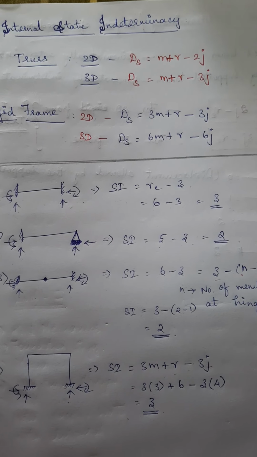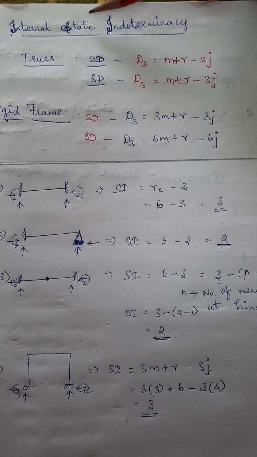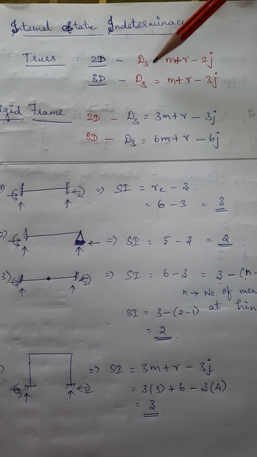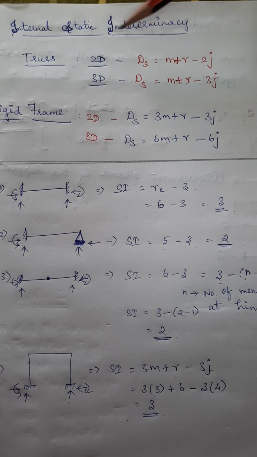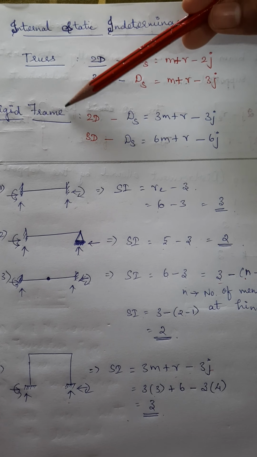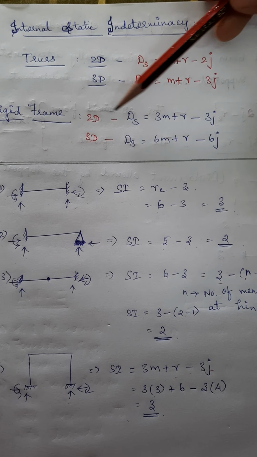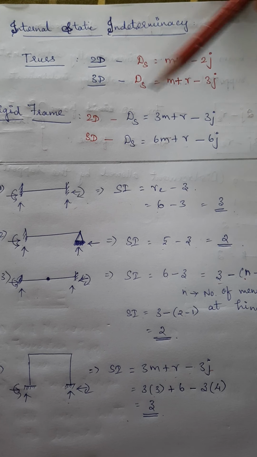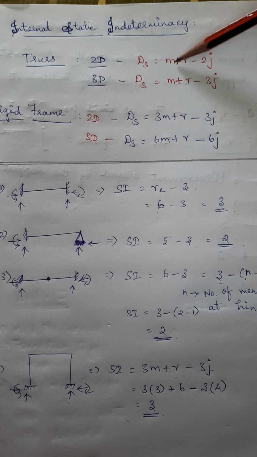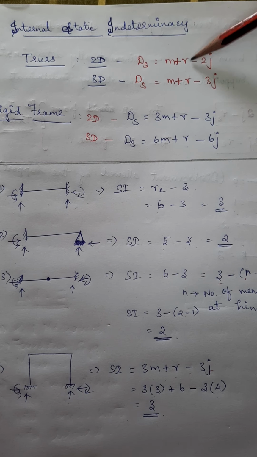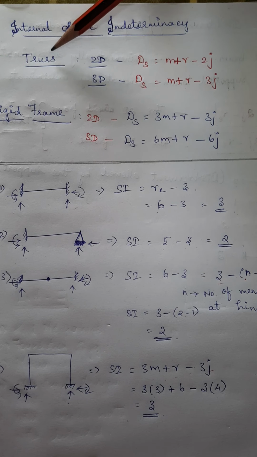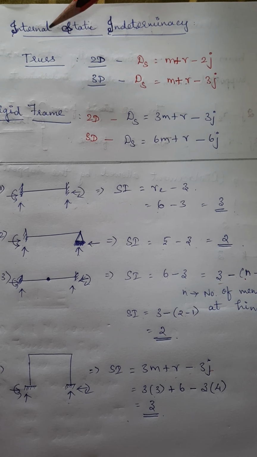Next is internal static indeterminacy. The formula to find internal static indeterminacy, when the structure is a truss, for 2D is m plus r minus 2j. For a 3D truss it is m plus r minus 3j. For a rigid frame structure, for 2D it is 3m plus r minus 3j. For 3D it is 6m plus r minus 6j. Here m is the number of members, r is the number of reactions and j is the number of joints. A truss can also be called a pin jointed frame.